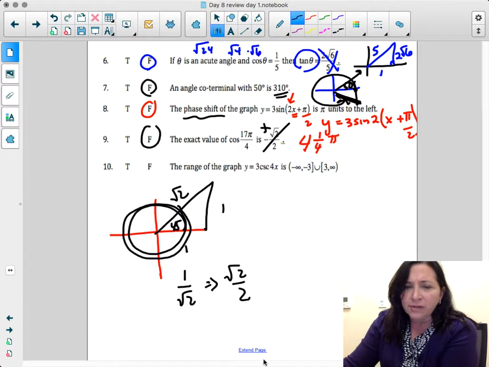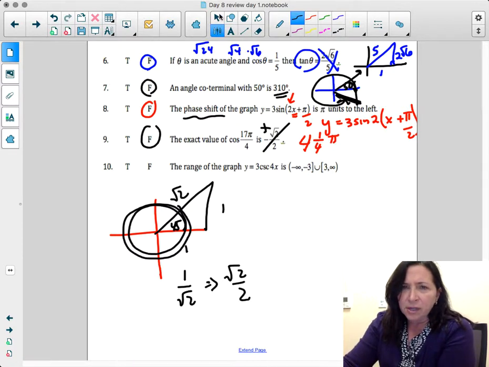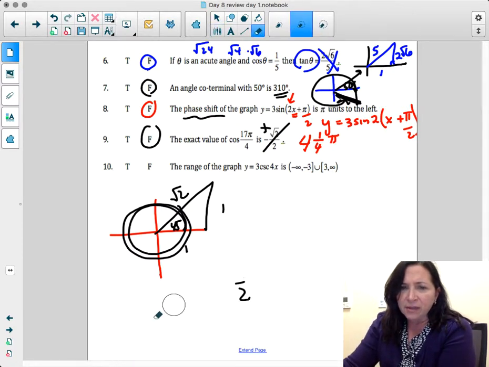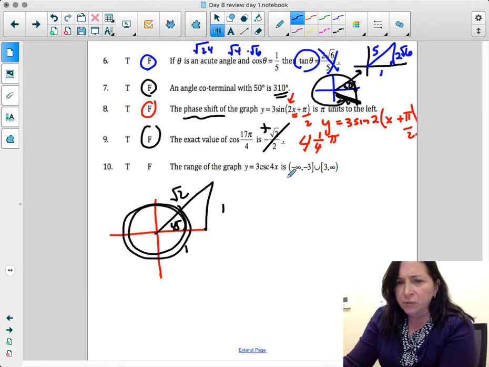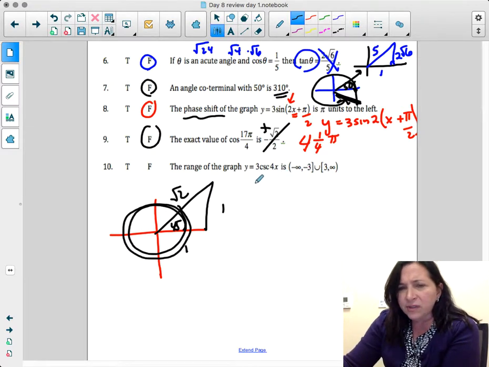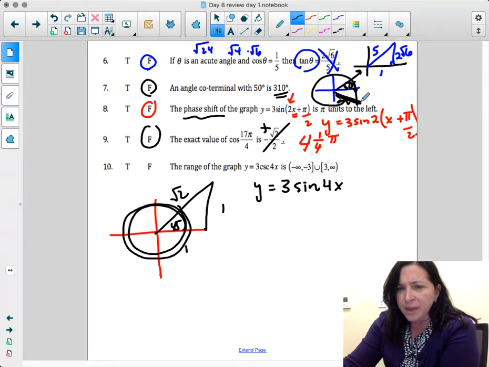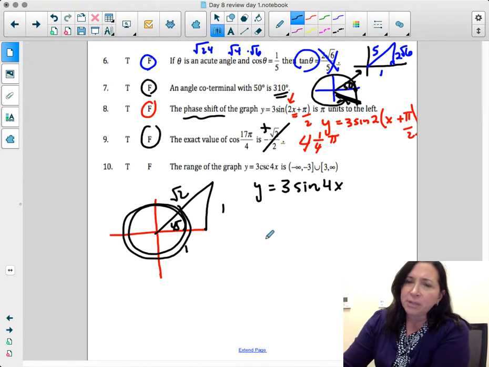Now this is a great question. I really like this question. This one is saying, let me erase this right here. This question is saying, find the range of this graph. Now remember, we have 3 cosecant 4x. I always suggest that when you're graphing these, you change that cosecant as a reciprocal of sine. So I'm going to change that to a sine of 4x, okay? And then when I'm all done, I'm going to change it back to a cosecant graph.